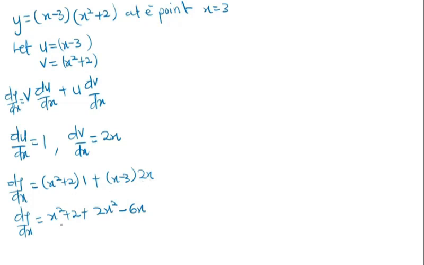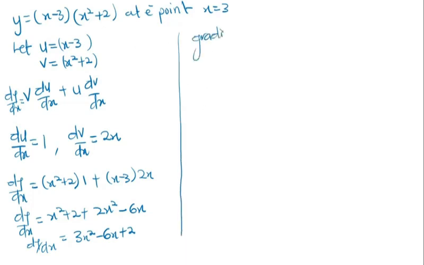So from there we further say dy/dx is equal to, we have here x squared, so we have 3x squared minus 6x plus 2. So this is what we get if we differentiate this function. Now it means the gradient at the point x is equal to 3 will be given to us by substituting the value of x into what we have over here.